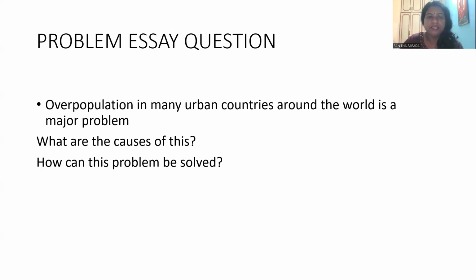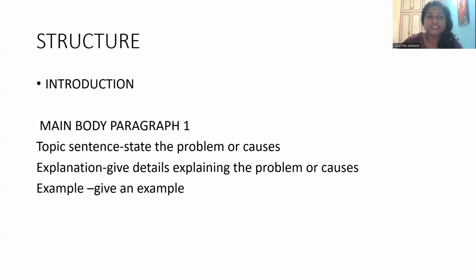Okay. The question will be like that. Overpopulation, this is an example. Overpopulation in many urban countries around the world is a major problem. What are the causes of this? Problem essay question. What are the causes? The first paragraph will be the causes, the second paragraph will be the solution. How can this problem be solved? Okay, this is the question.